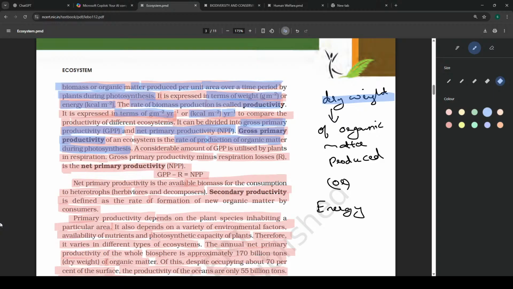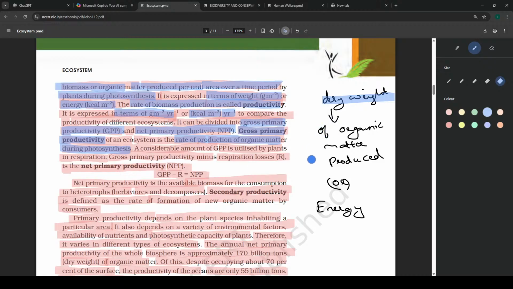The total, every single thing is included. We are not considering how the plant utilizes the energy for growth or other kinds of activities. Everything it absorbs from the sunlight, that much amount of energy you are considering. So this is called gross primary productivity. But gross primary productivity is not very useful for the next trophic levels.